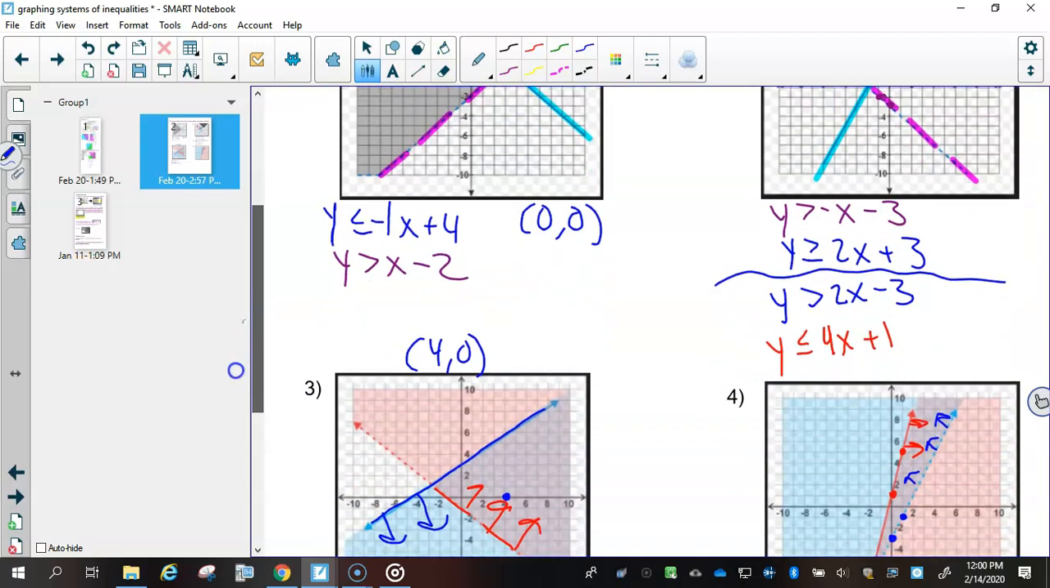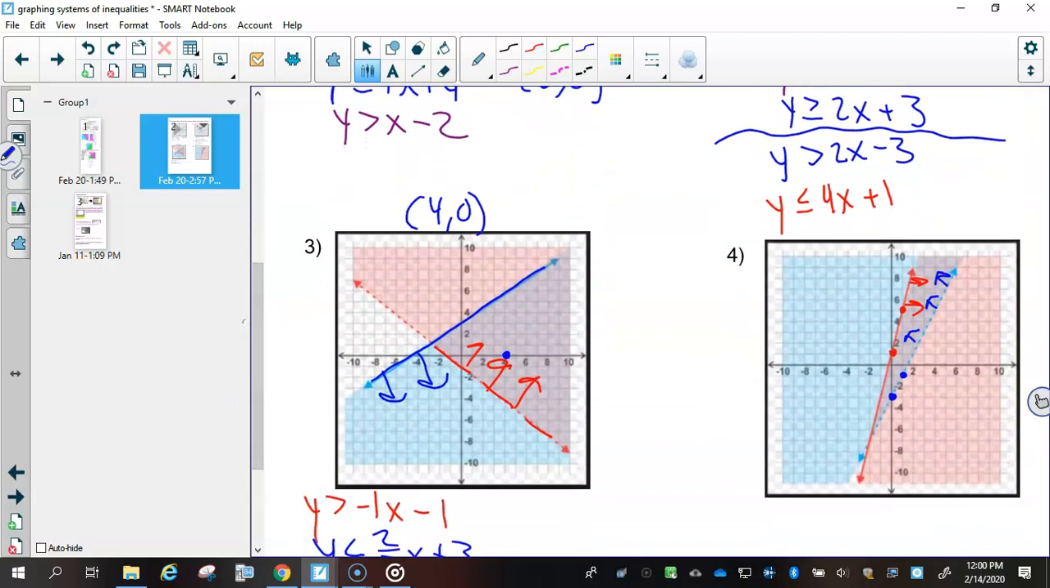And then your two equations for 4. y is greater than 2x minus 3, and y is less than or equal to 4x plus 1. Give me a solution for that one. 1, 1 would work. You have to be very careful with that one because it's a very small area. Okay?